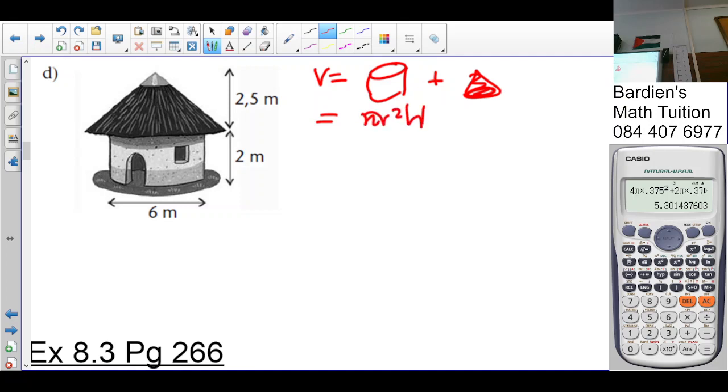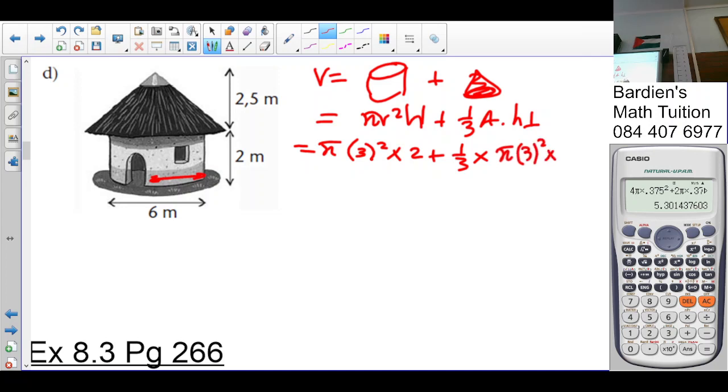So the volume of a cylinder, pi r squared times height, plus the volume of a cone, a third, area of base times perpendicular height. That's all. So it's going to be pi, the radius is 3 for both, squared, times the height of the cylinder, which is 2, plus a third, the area of the base, pi r squared, so pi times 3 squared, times the height of the cone, which is 2.5. So that's going to give us pi times 3 squared times 2 plus 1 over 3 times pi times 3 squared, which is 9, times 2.5. 51 over 2 pi, which is 80.11. Is that correct? Yes. 80.11 meters cubed.